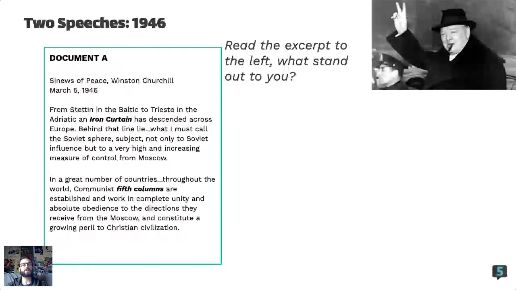If you look at the first couple words in this speech, he's talking about 2 parts of Europe that represent a northern part and a southern part. Stettin is in the north, and Trieste is in the south. A military blockade of sorts, right? Countries taking sides. That's a good part of it. It's a big part of it. An Iron Curtain has descended across Europe. Behind that curtain is the Soviet region.